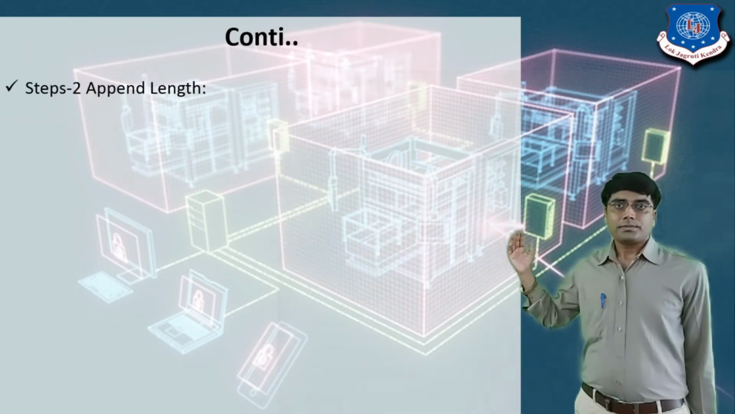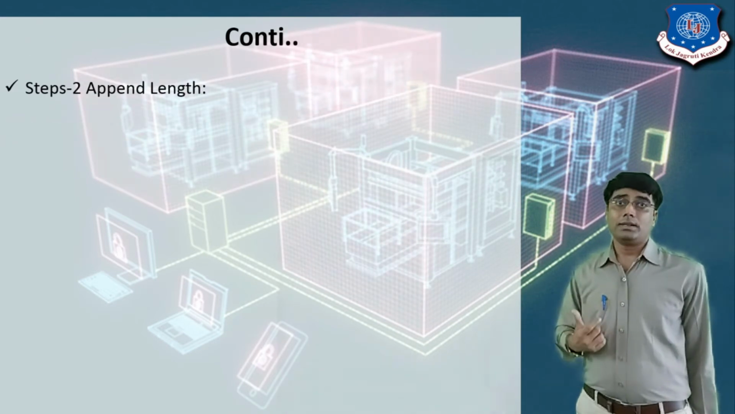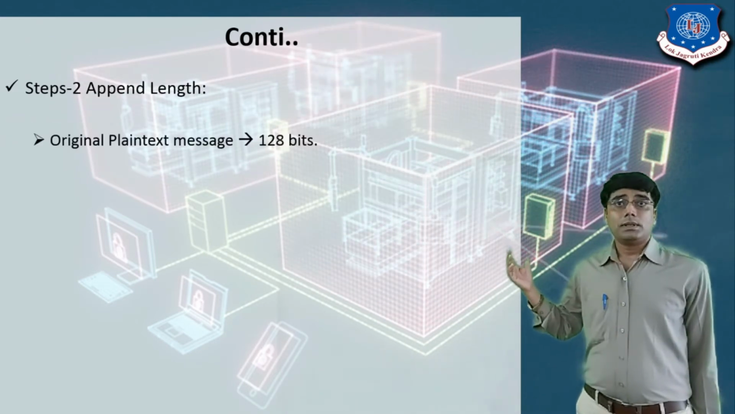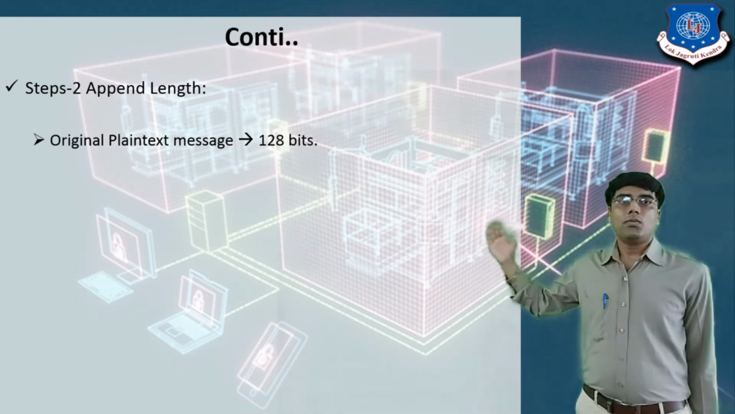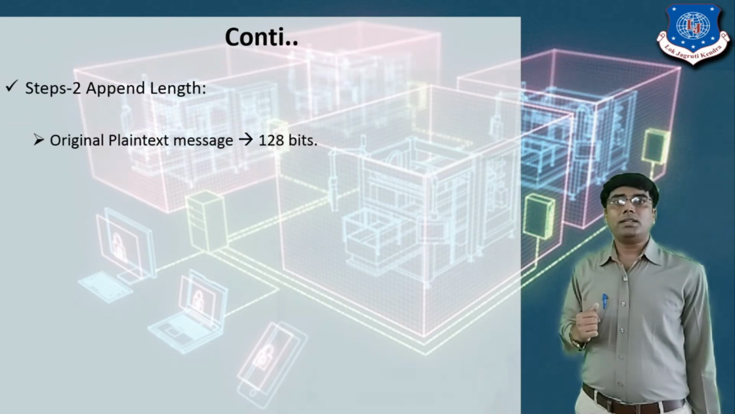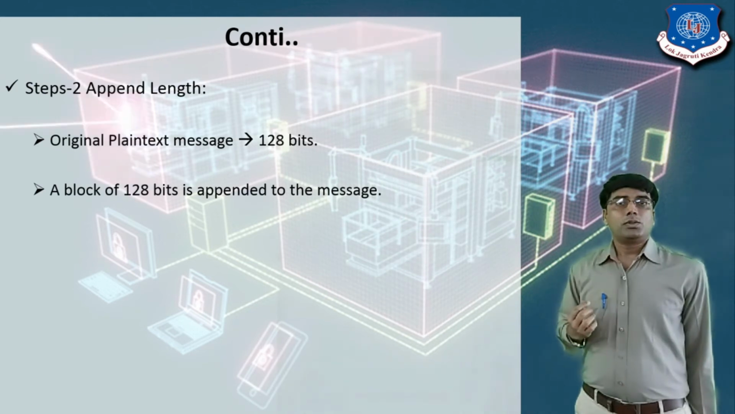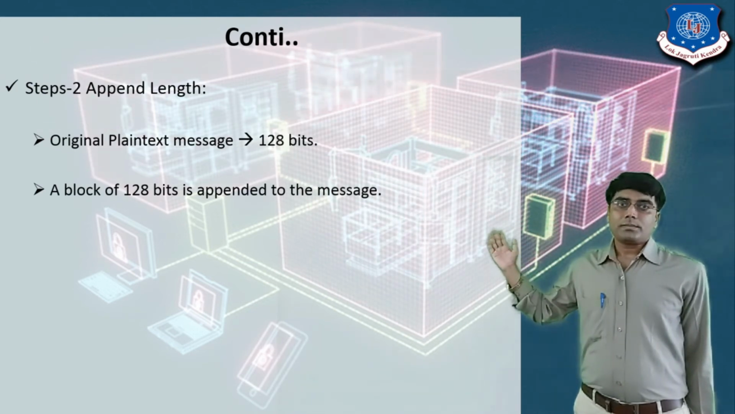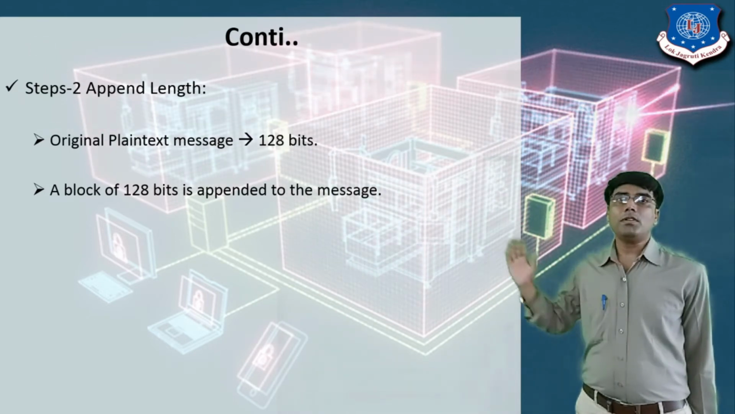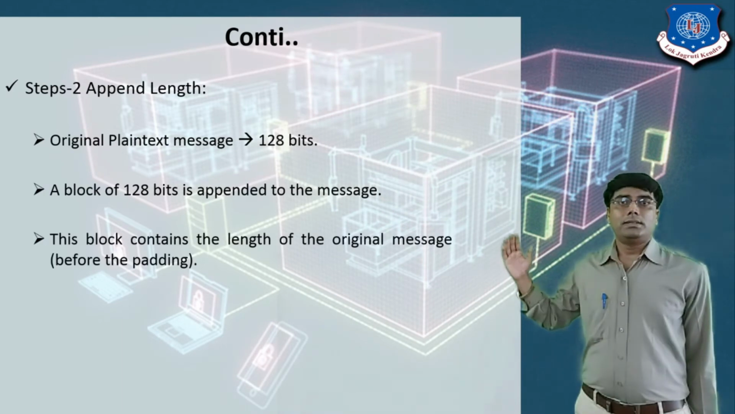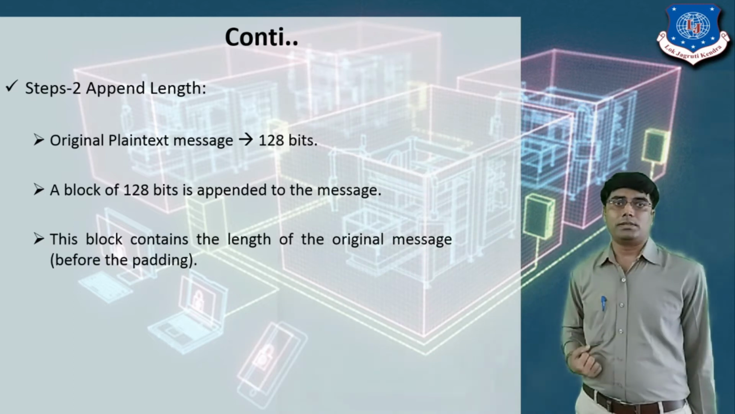The next is the second step. In the second step, append the length. It means we can represent the original plain text message in 128 bits. So append the 128 bits to the plain text message such that the length of the message is a multiple of 1024 bits, and the block contains the length of the original message before padding the bits.